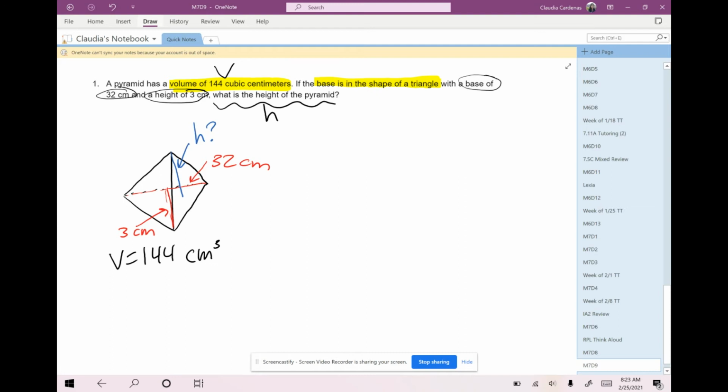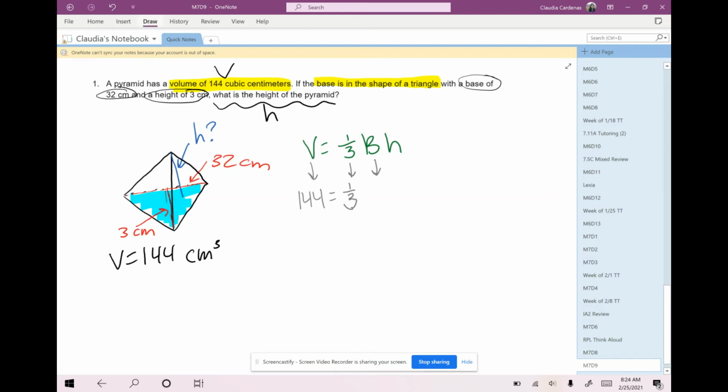What is the volume formula that we use from our star chart? If I look for pyramids, I see that volume equals 1/3 area of the base times the height. So now that we have our formula, we can begin substituting what has been given. So the volume is 144. 1/3 stays 1/3, we can't change it, it's in our formula. Now, the area of the base has not been determined yet, but we can find it now looking at the fact that the base is a triangle.